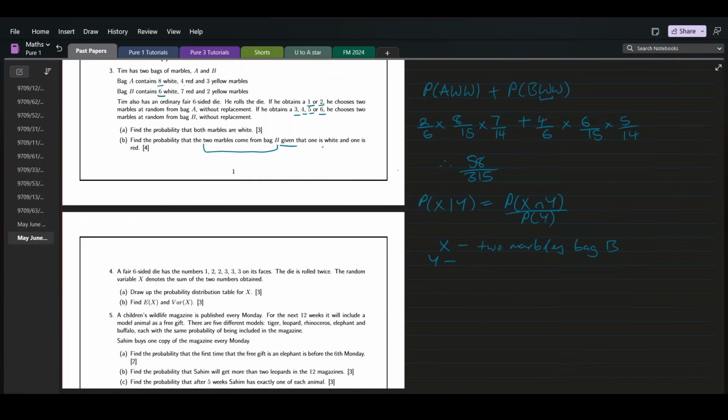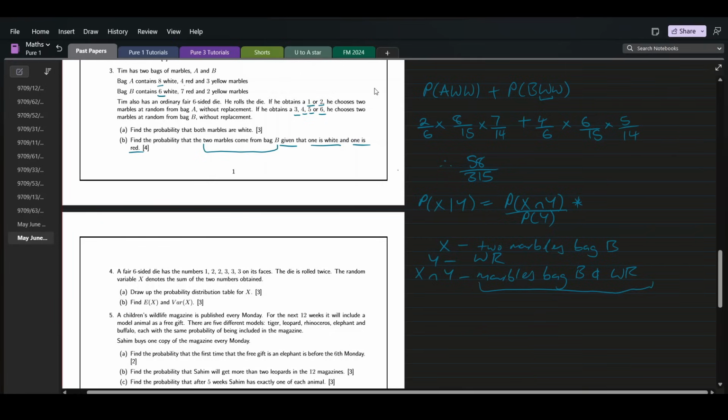Y is the given event. 1 is white and 1 is red. So we've got 1 white, 1 red. And then X intersection Y is that marbles are from bag B, and 1 is white, 1 is red. Okay, and what we need to find is the probability of X intersection Y. So that's the probability of the marbles being from bag B, and 1 being white and 1 being red.